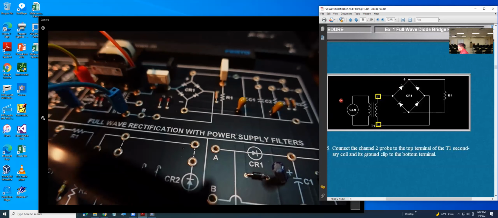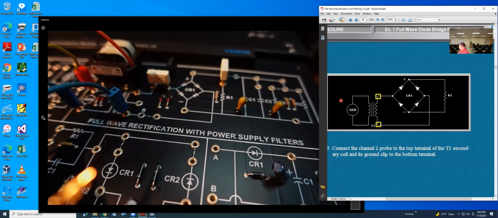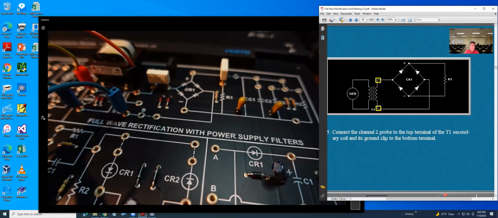Okay, so basically that completes the connections. If you get a question, just bring it up, okay? And we try to see if we can get through it.